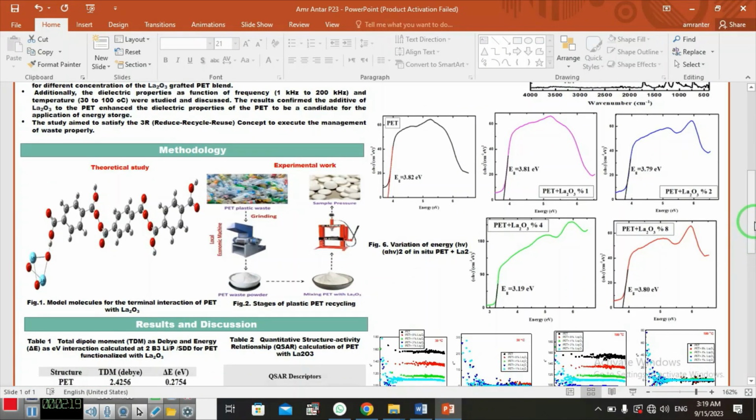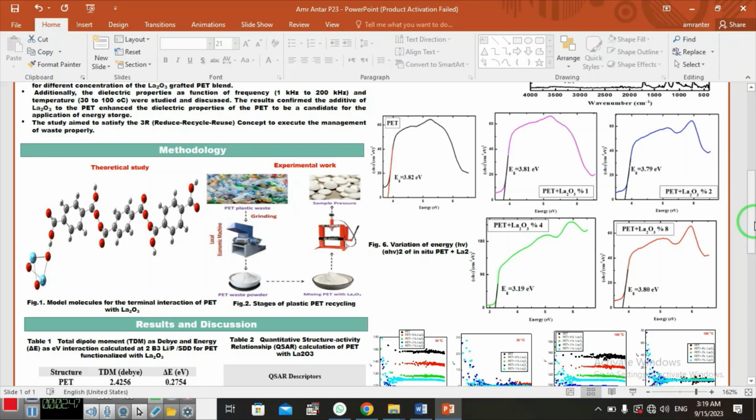Research methodology. The research included two parts, theoretical and experimental work. As for the theoretical part, the model structures for the interaction of PET with La2O3 were studied using Gaussian 09 at the Molecular Spectroscopy and Modeling Unit, National Research Center, Cairo, Egypt.